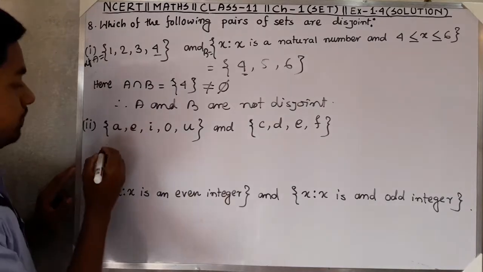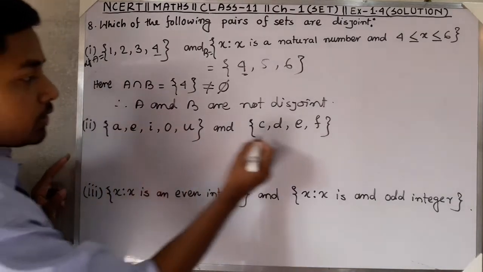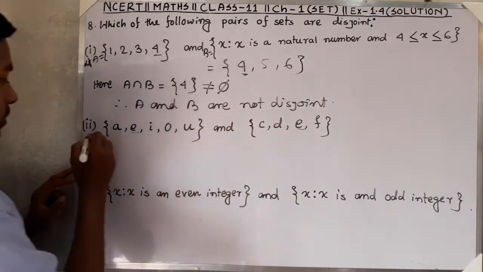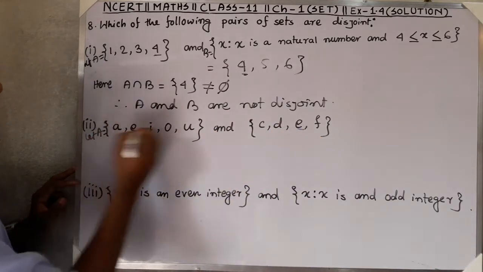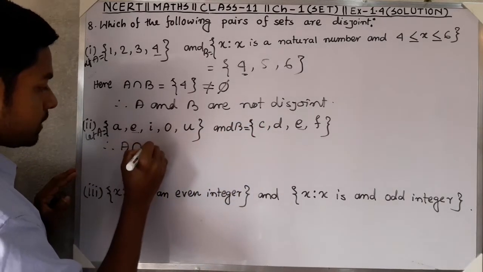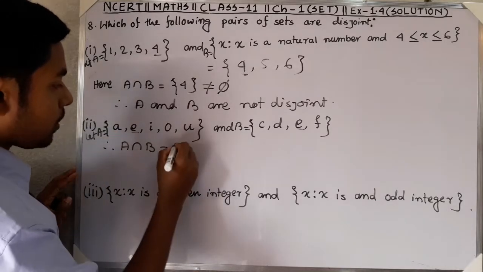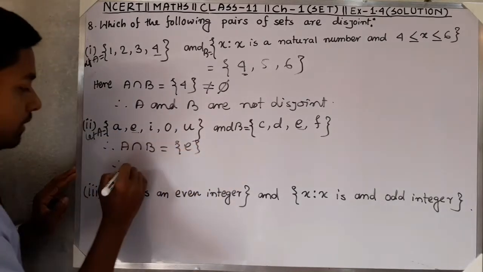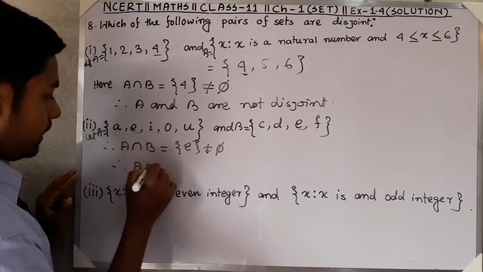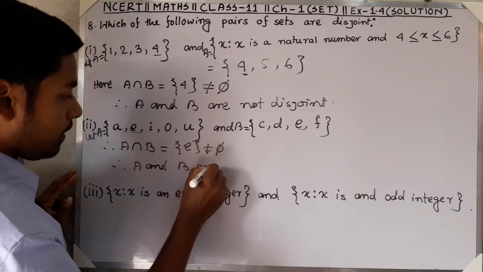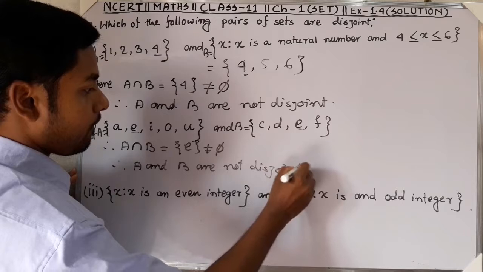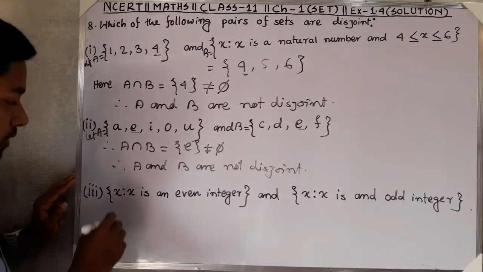Now here A is {a, e, i, o, u}, and here {c, d, e, f}. You can see here E is the common element. So let A be this set and B be this set, therefore A intersection B equals what? The common element is E, therefore not equal to empty set, therefore A and B are not disjoint. Okay, now question number 3.